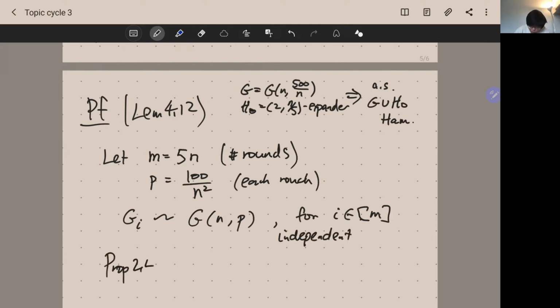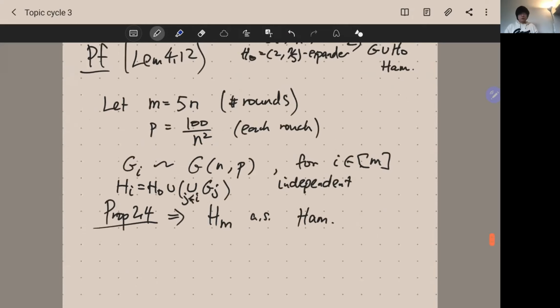So proposition 2.4, which is the union of random graphs, implies that it suffices to prove the following. Let me define Hi to be H0 union G1 up to Gi. We start with H0 at time 0. You sprinkle G1, you get H1. That's the graph obtained after the first round of sprinkling. Hi is the graph after the ith round of sprinkling. We need to prove that Hm is Hamiltonian with high probability. Then we are done. This is what we want to do.